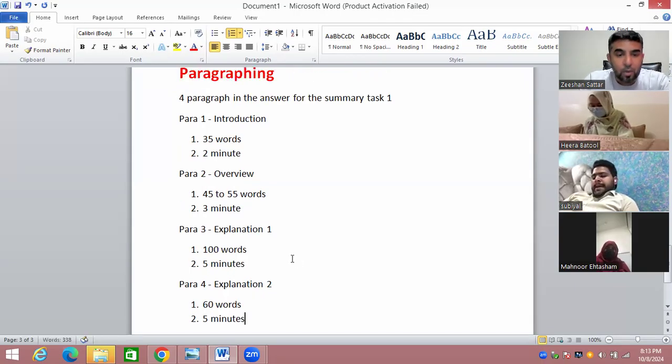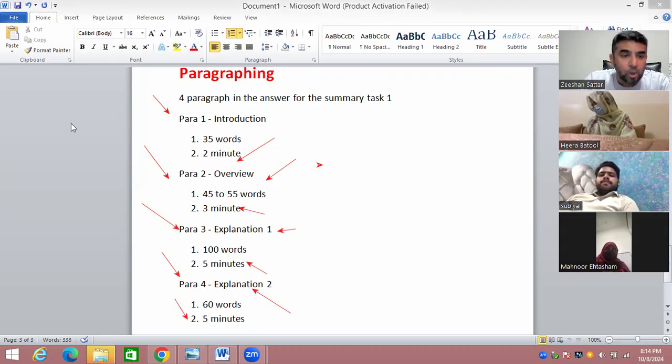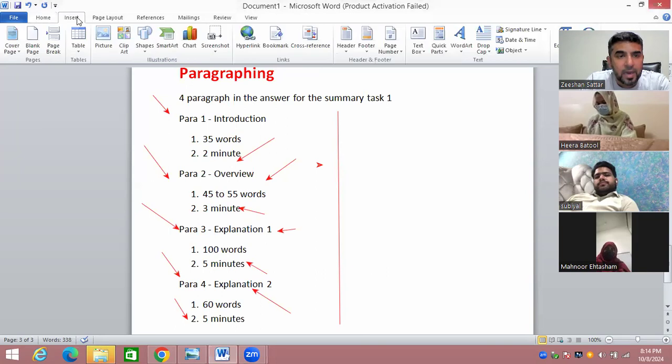So now, if we talk about the total paragraphs involved in the answer of the summary, para 1, introduction, is of 2 minutes. Paragraph number 2 is the overview and it is of 3 minutes. Paragraph number 3 is the explanation of 5 minutes. And then paragraph number 4 will be explanation 2 and 5 minutes as well. The total time consumption on the writing on this side will be about 16 minutes.